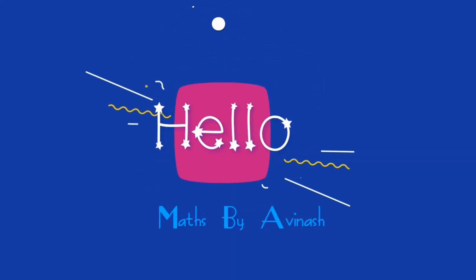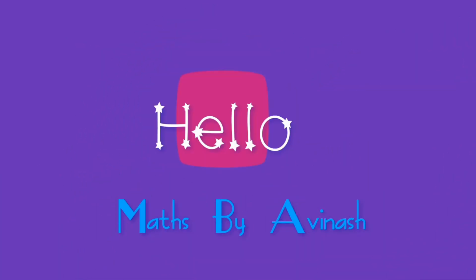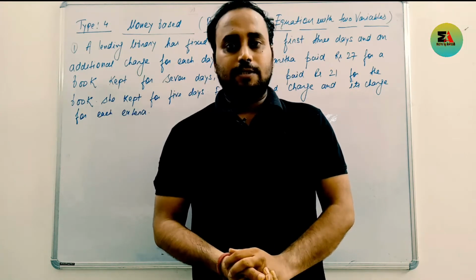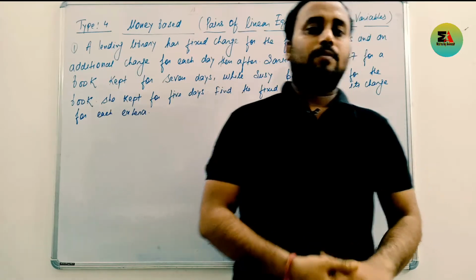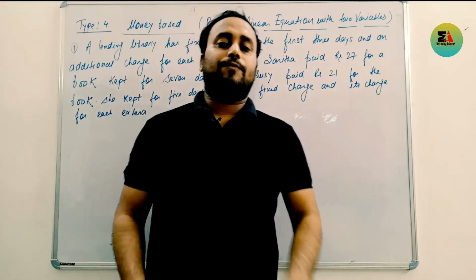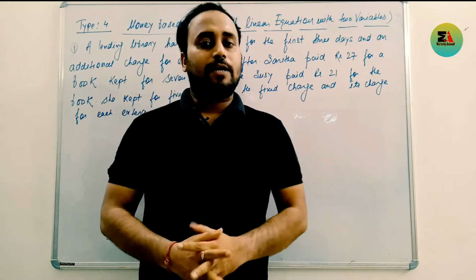Welcome, students. Today we shall continue our class. Today we are going to discuss chapter 3, pairs of linear equations. This is type 4 problem, which is money based problems of pairs of linear equations. So let's start our class.